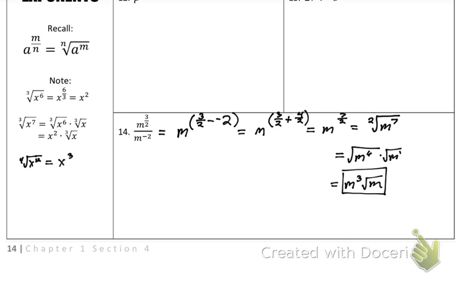All right. Enrique, you said there's another way. What way would you have done it? I would have simplified the m to the 3 over 2 to the square root of m cubed, to the square root of m squared times the square root of m. I got you. Yes, you could have done that. And then times, I got you. You can do that. That's correct.